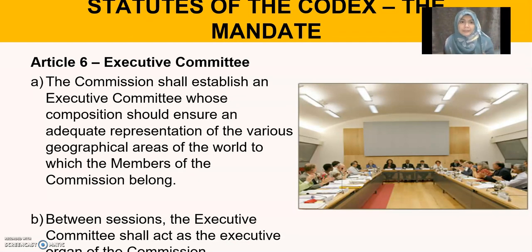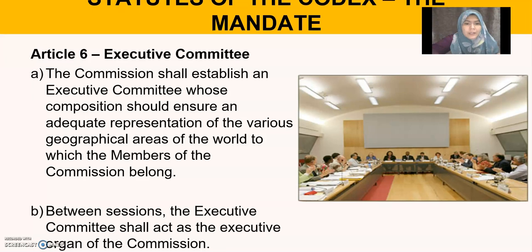And about the executive committee, which is in Article 6. The commission shall establish what we call an executive committee. We will look at its composition, who is on the executive committee, and that it ensures adequate representation of the various geographical areas of the world to which the members of the commission belong. So every geographical area of the world must be represented on the executive committee. And between sessions of the commission, they shall act as the executive organ of the commission.